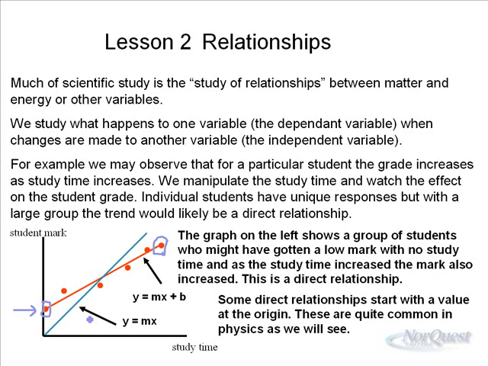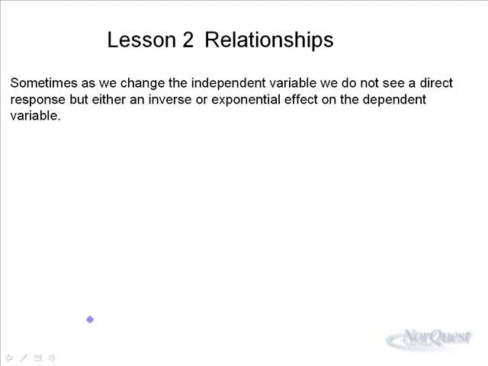All right, so this is an example of a direct relationship. Now, sometimes when we change the independent variable or manipulated variable, we don't see a direct response. We don't see one thing gets bigger, the other gets bigger. Sometimes we'll see what is called an inverse, or perhaps even an exponential effect on the variable.